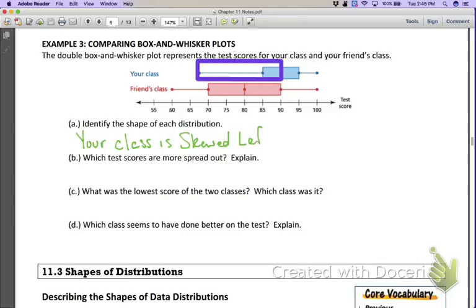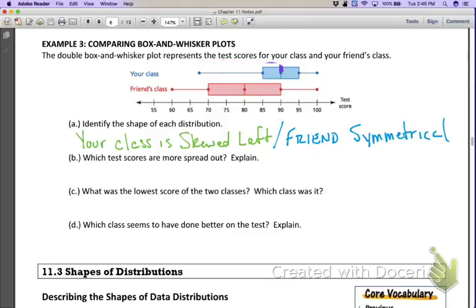What about your friend's class? It's symmetrical. Your friend's class is symmetrical. Now for B, it says which test scores are more spread out? Your class or your friend's class? Don't overcomplicate it. Here's your friend's class. You both have somebody that got 100. They have somebody that got a 60. Your class has somebody that got probably like a 68, something like that, 67. So whose class is more spread out? Theirs. Okay, your friend's class.